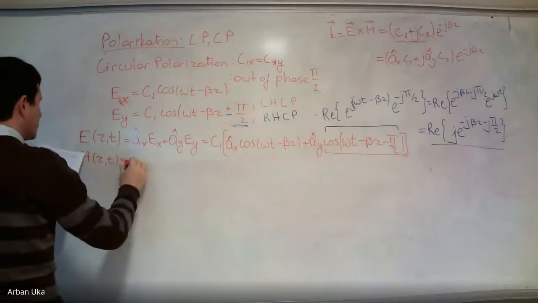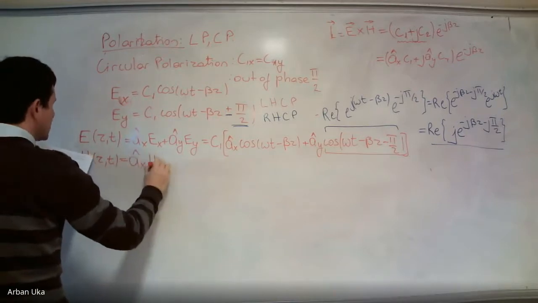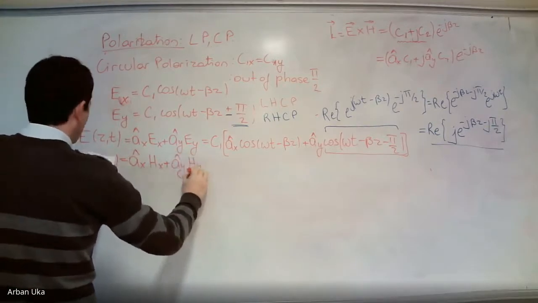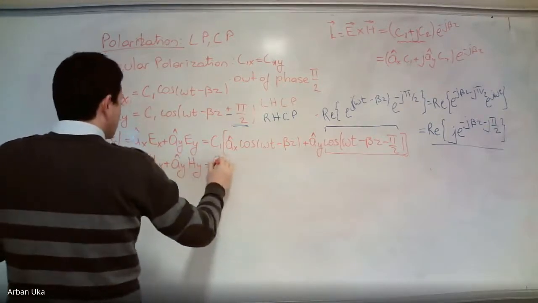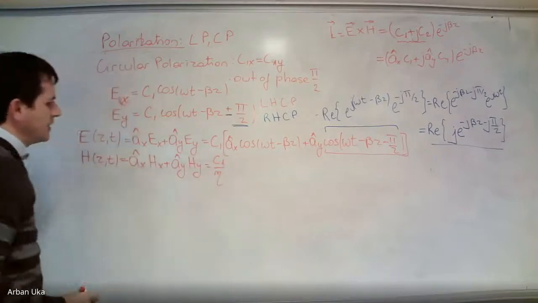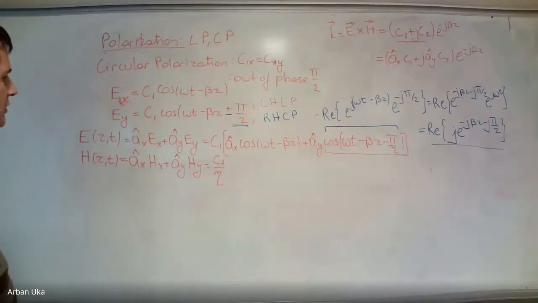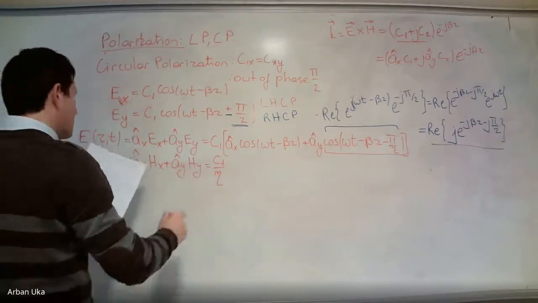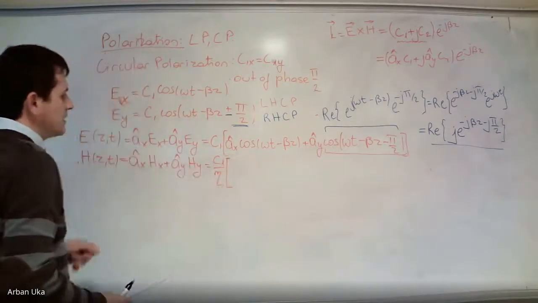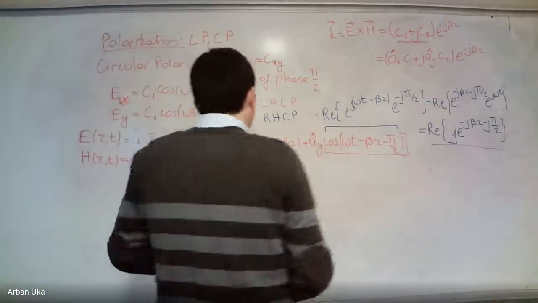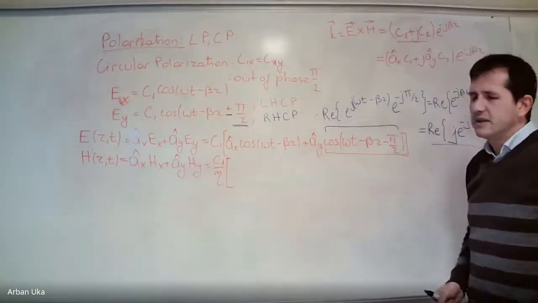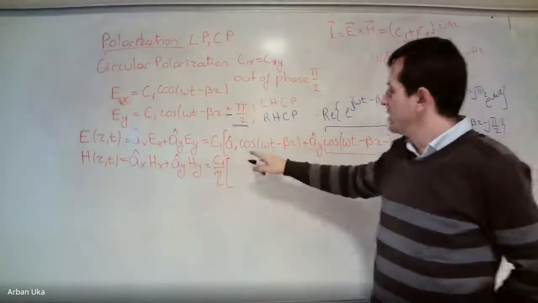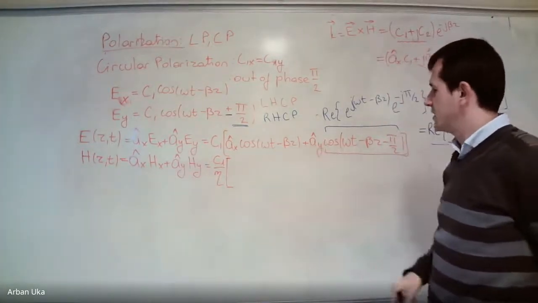The magnetic field is going to be equal to a_x H_x plus a_y H_y. So this whole thing would have an amplitude of C1 divided by eta. Then we continue like this, and we should keep in mind that at any instant, we should get a cross product between these components. We should get something along the z.